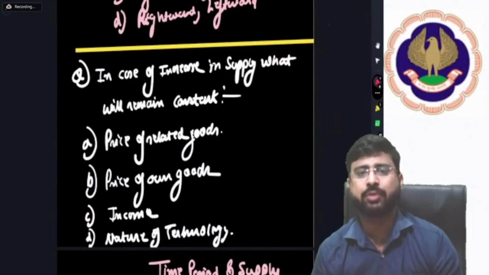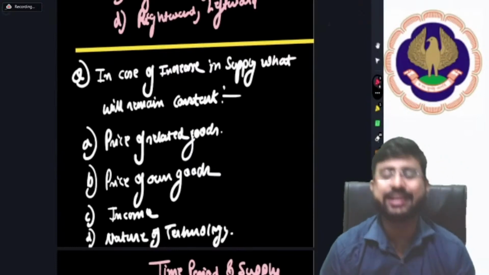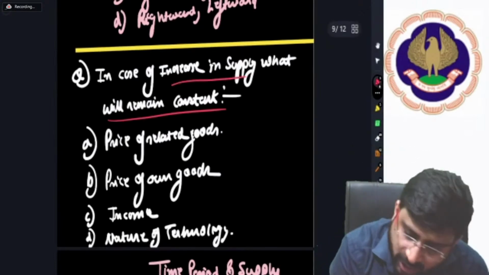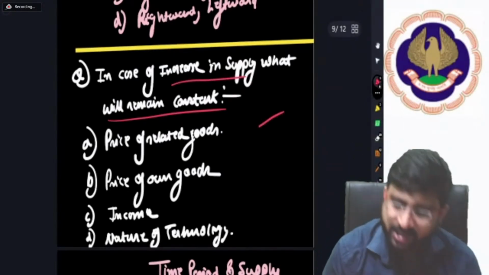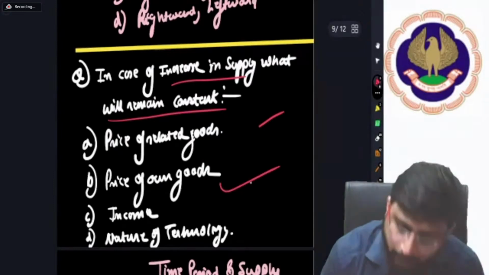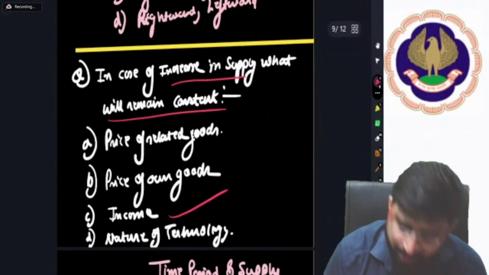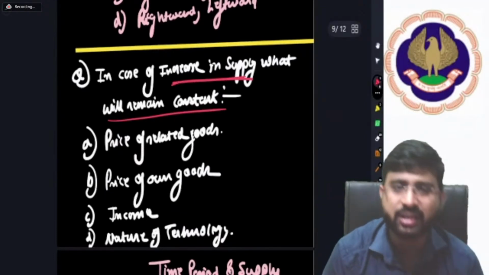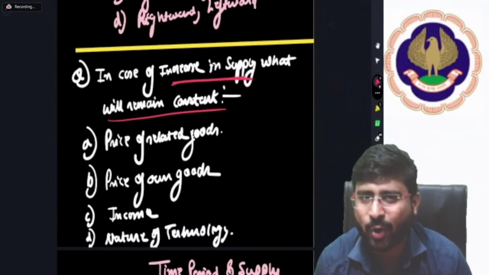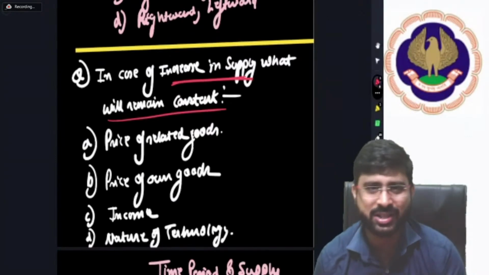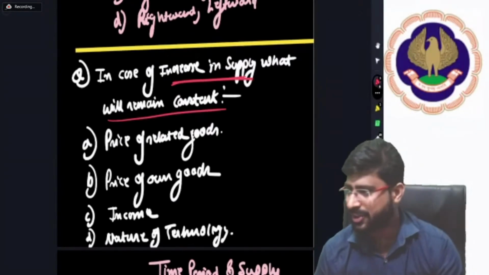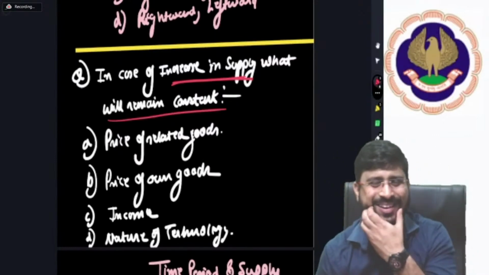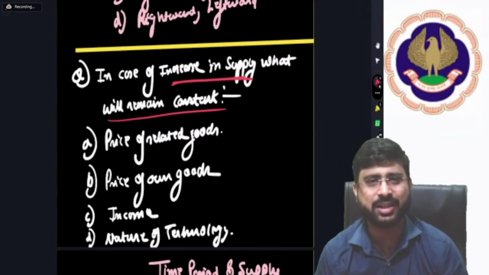So if you talk about the next one, my dear friends, in case of increase in supply, what will remain constant? Think and answer. Price of related goods will be constant, price of own commodity will be constant, income will remain constant, or nature of technology will remain constant. In case of increase in supply, which one of them will remain constant? Come on, guys. Let's hear it from you all.